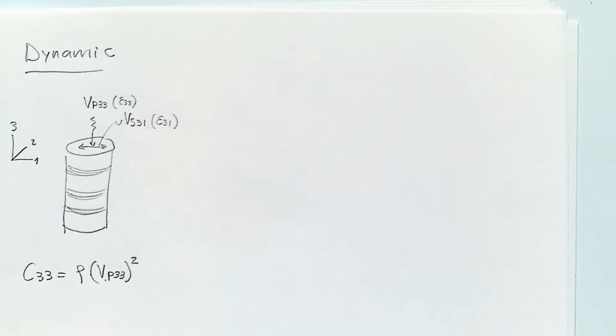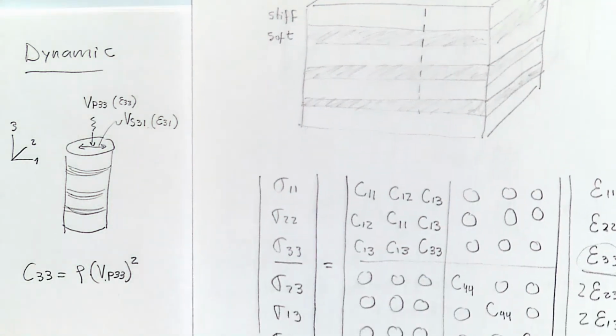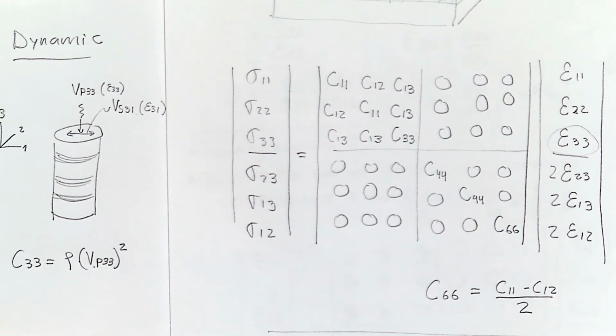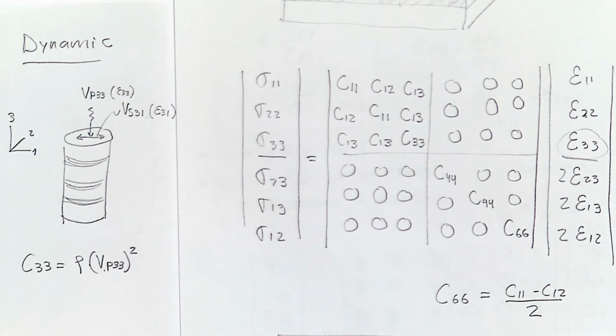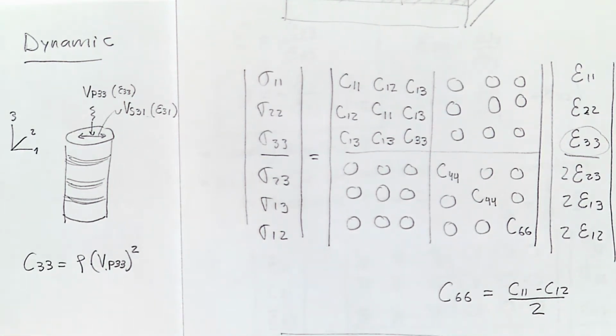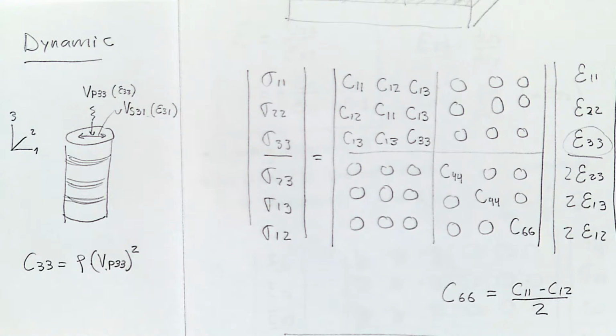All right. Same thing. Which is the parameter that links epsilon 3, 1 and sigma 3, 1? C44. C44 is going to be the density times VS31 squared. Okay.